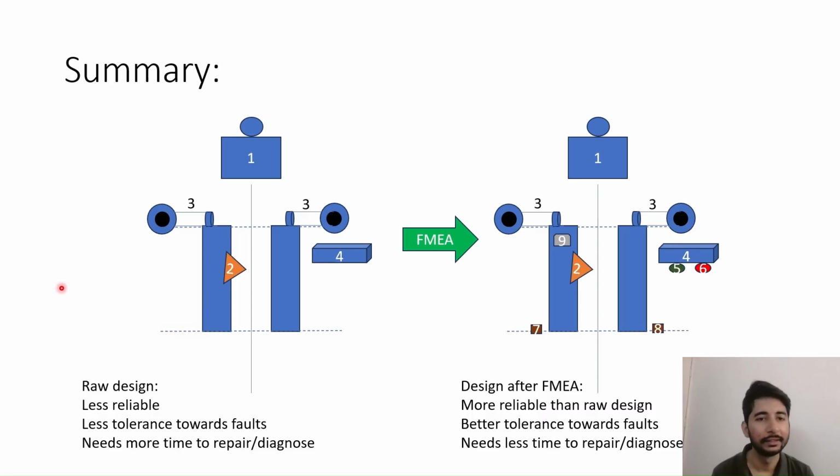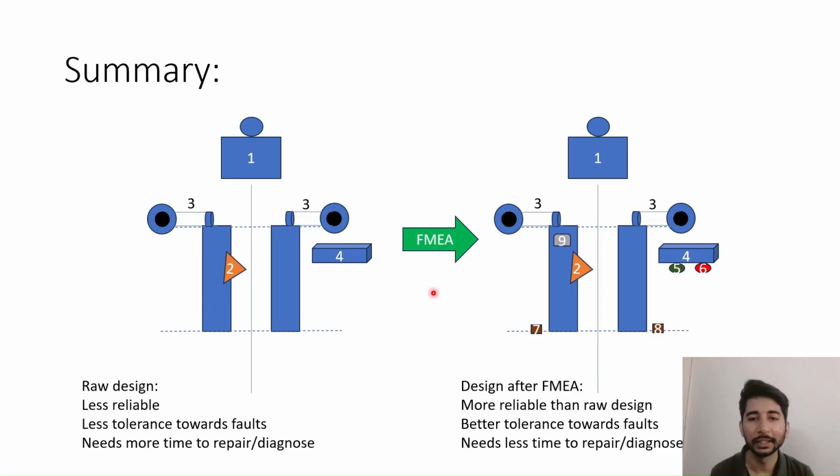So to summarize, this on the left side is our raw design, which we were initially thinking, and we performed FMEA and we got the design which is on the right hand side. So if we compare the initial and the final design, our initial design was less reliable and it had less tolerance toward the fault and it needed more time to repair or be diagnosed after the market.